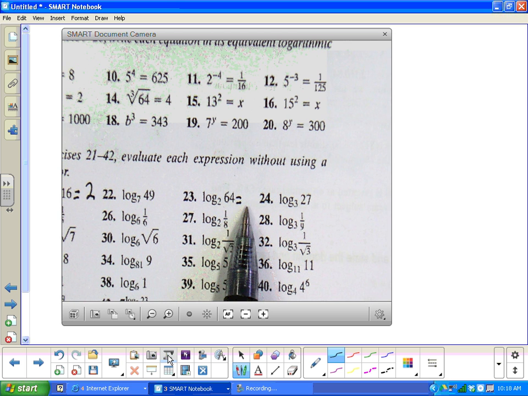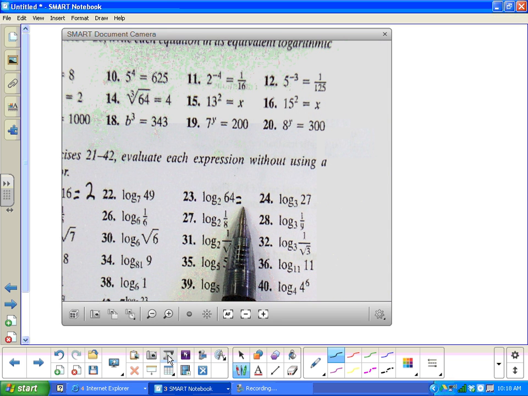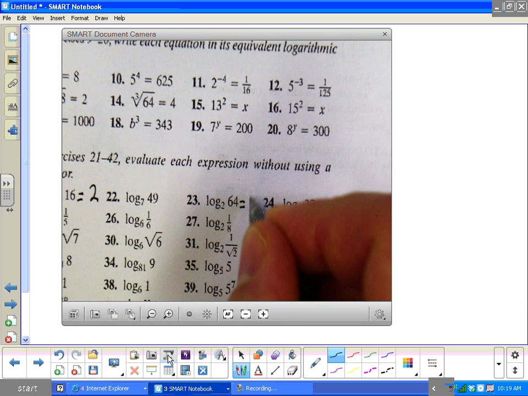2 to the 4th power is 16. You'll get the pattern. 2 to the 5th power would be 32. So 2 to the 6th power is 64. So the answer just would be 6.